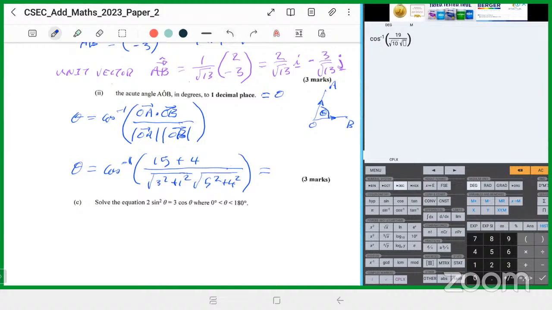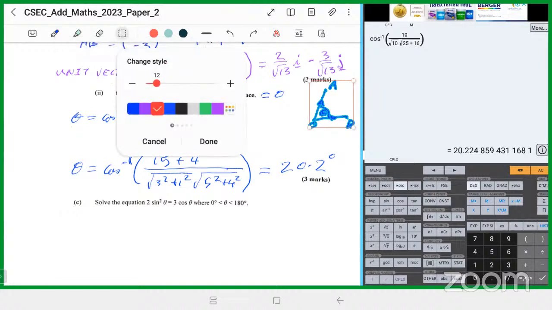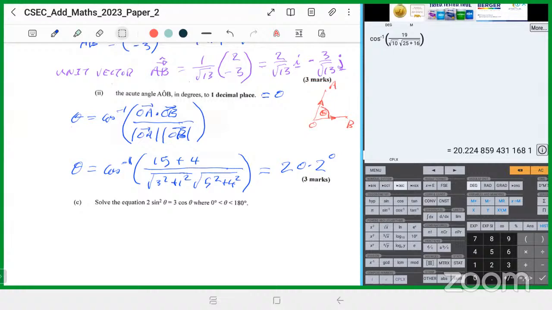Let's just write it out. 25 plus 16. That's the 5 squared is 25, the 4 squared is 16. And I'm getting my answer, 20.2 degrees. Let's put it there. 20.2 degrees. They did say 1 decimal place. Let's change this schematic here to red. All right, that's my angle.